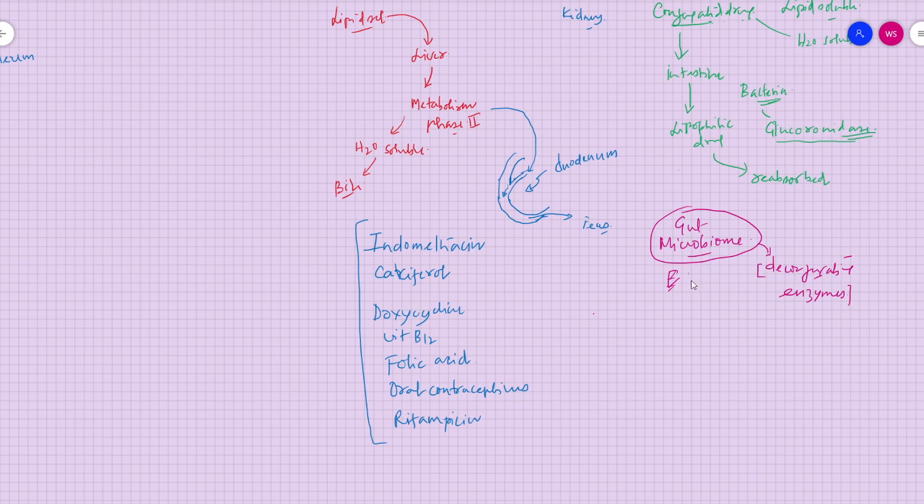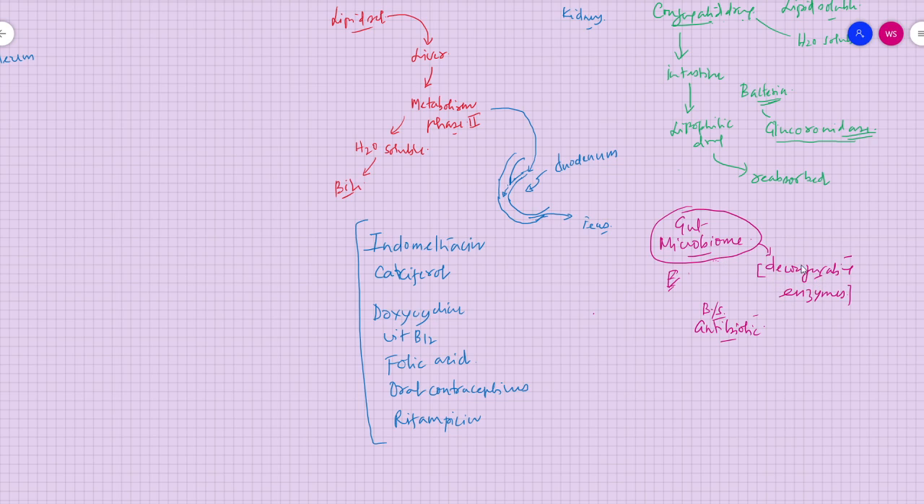Now suppose a person is taking an antibiotic, a broad spectrum antibiotic, say tetracycline or so. This antibiotic is meant to kill the microbes which are pathogenic. But in addition to killing the pathogenic bacteria, this antibiotic sometimes also kills the gut microbiome. Now, if it kills the gut microbiome, what's going to happen?